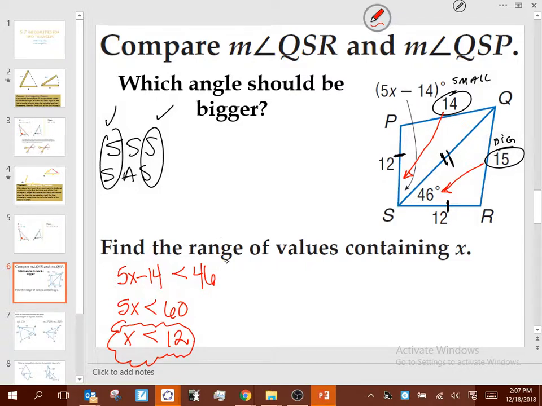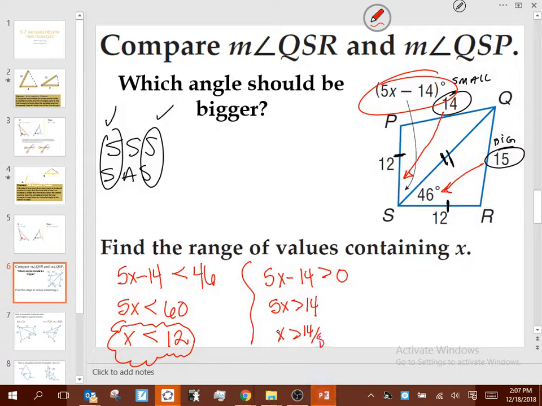If we know that 5x minus 14 is representing an angle, right? That's what that's saying. Angles have to be what kind of numbers for us? Positive. So I'm going to say greater than 0. So then I go 5x is greater than 14. X is greater than 14 fifths. Okay? So that's important. That criteria has to be met by our solutions as well, so we get positive values for our angles.